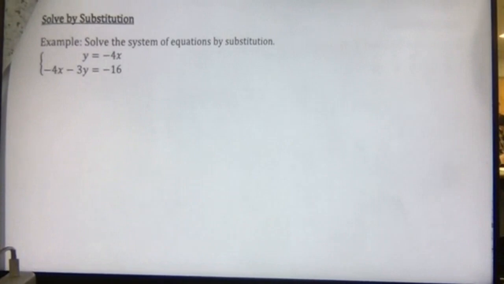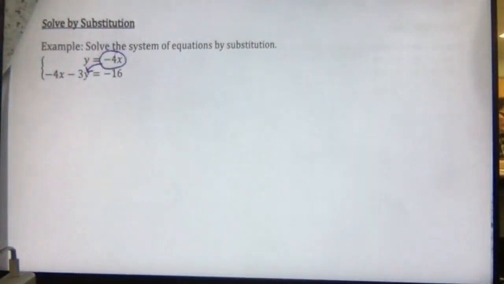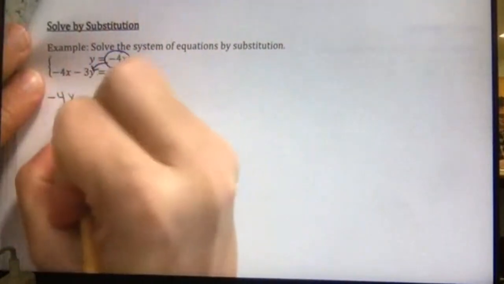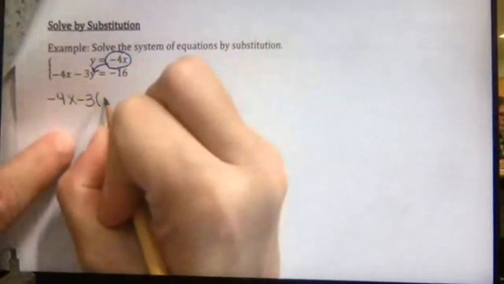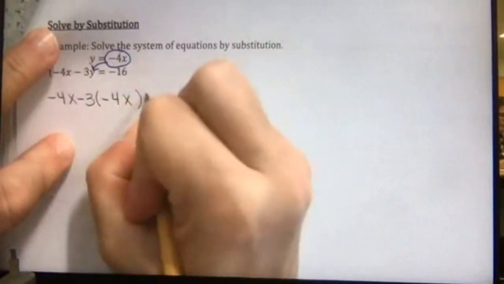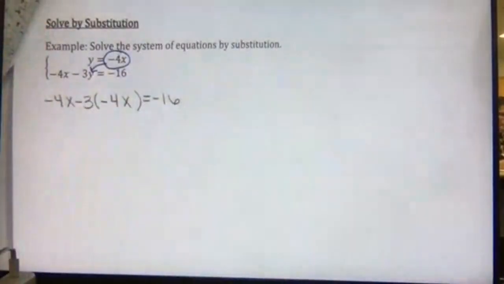into the other equation. So for example, here I have y equals -4x and -4x minus 3y equals -16. It's telling me that y is the same thing as saying -4x. So for this other equation, instead of y, I can plug in -4x. Then I'll only have x's, so I can solve for x. So I have -4x minus 3 times y. We know y is the same thing as -4x, equals -16.